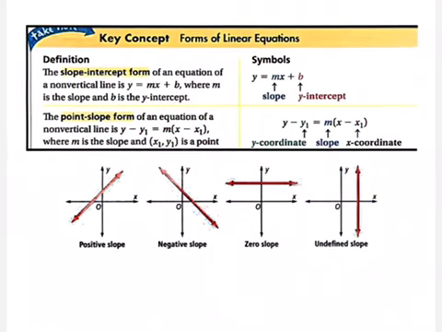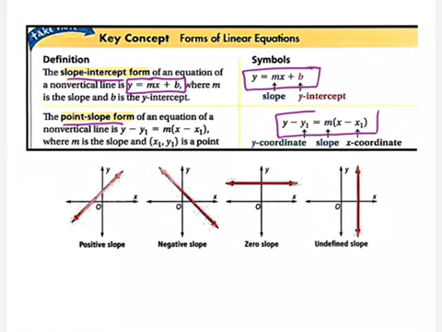The slope-intercept form of an equation of a non-vertical line is y equals mx plus b, where m is the slope and b is the y-intercept. Point-slope form of a line is given by the formula y minus y1 equals m times x minus x1, where y1 is the y coordinate of a point, x1 is the x coordinate of the same point, and m is your slope.